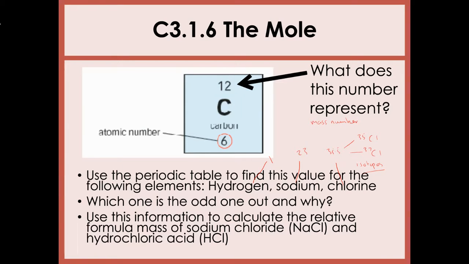And hopefully you've done this next bit as well. So once we've got that, we can calculate the relative formula mass. So if you remember how to do the relative formula mass, you add up the individual relative atomic masses. So sodium's 23, chlorine's 35.5. So added together, that would be 58.5. And HCl would be 1 plus 35.5, which is 36.5. And again, if you can't remember how to do relative formula mass, look back in your notes because you need to be able to do it.